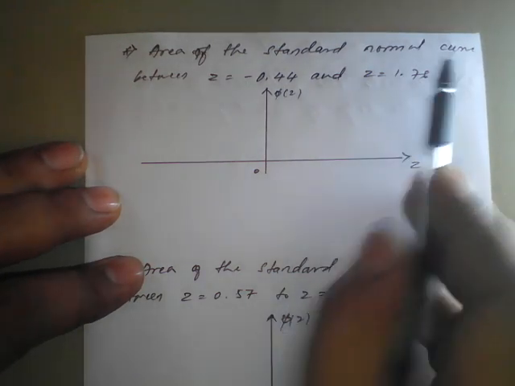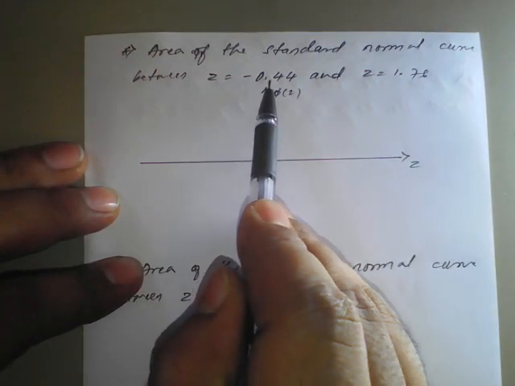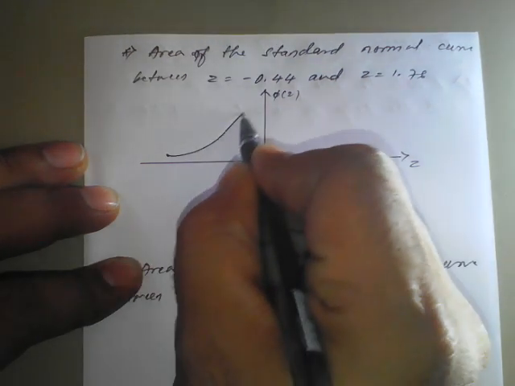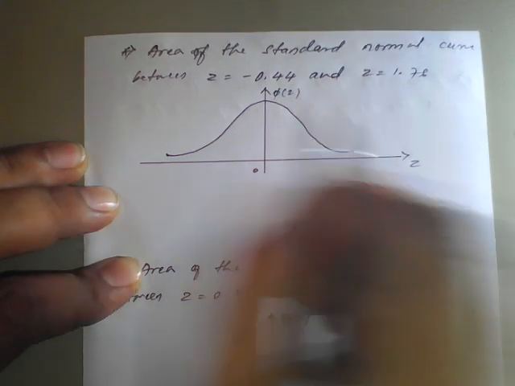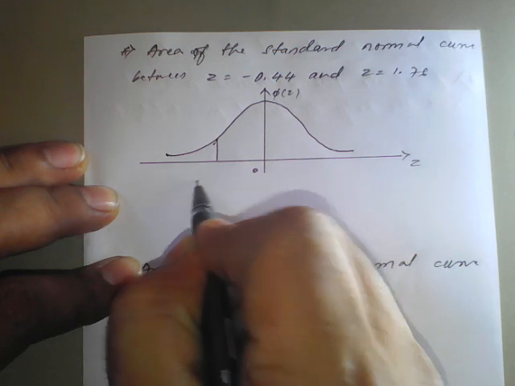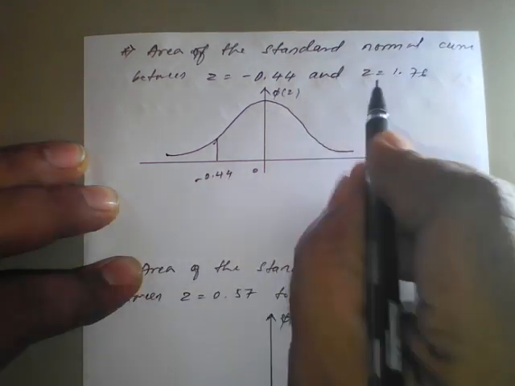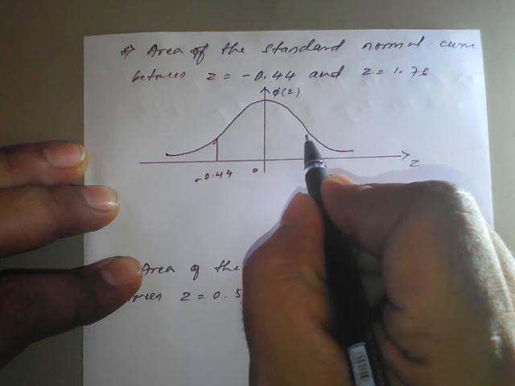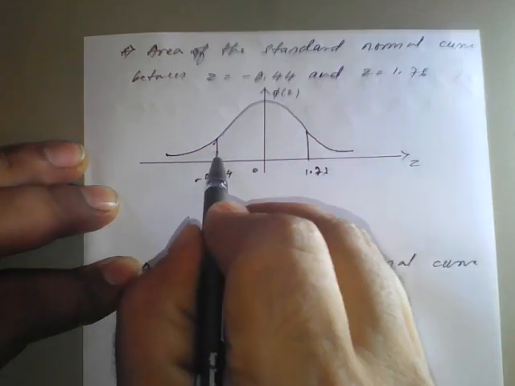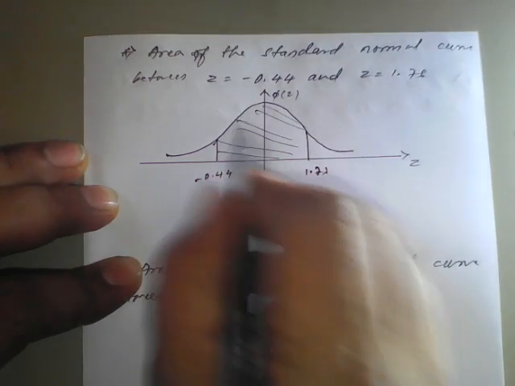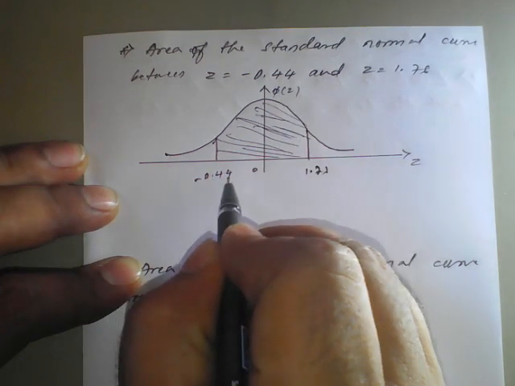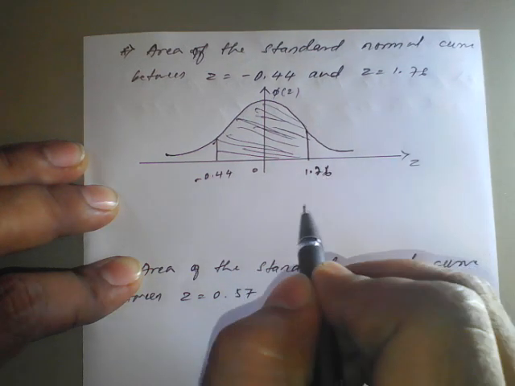Area of the standard normal curve between z is equal to minus 0.44 and z is equal to 1.76. So first draw the curve, it is like that. So minus 0.44, I will write here, this is minus 0.44, and z is equal to 1.76, so I will draw somewhere here. So this complete area we need to calculate. So this is the shaded part. So the function phi of z is lying between minus 0.44 to 1.76.